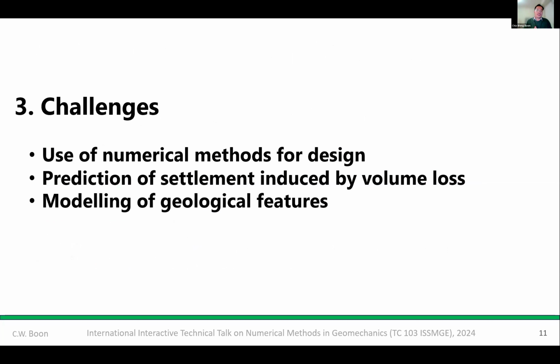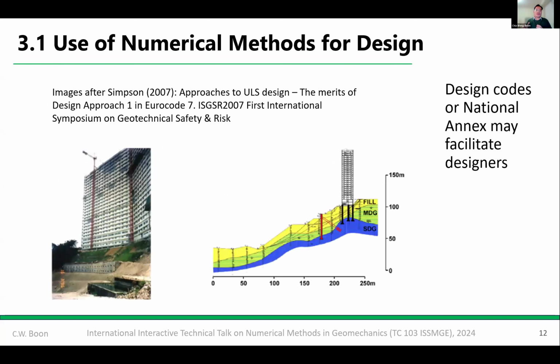Now, I'd like to share the challenges of numerical modeling via three interesting problems. The first is the use of numerical methods for design. The second is the prediction of settlement induced by volume loss. And third, modeling of geological features. In the use of numerical methods for design, Dr. Brian Simpson, who is widely known, illustrates through this anchored retaining wall. The slope without the retaining wall is in fact stable, but doesn't have adequate factor of safety. Using unfactored characteristic values results in very low anchor forces and bending moments in the retaining wall. In this type of problems, design codes or national annex may facilitate designers.